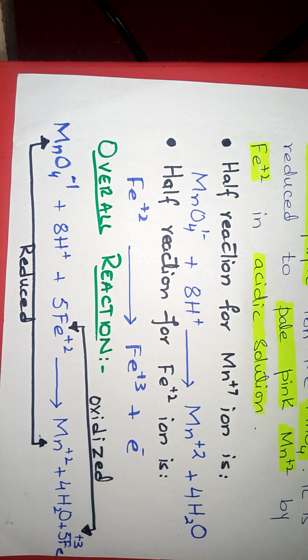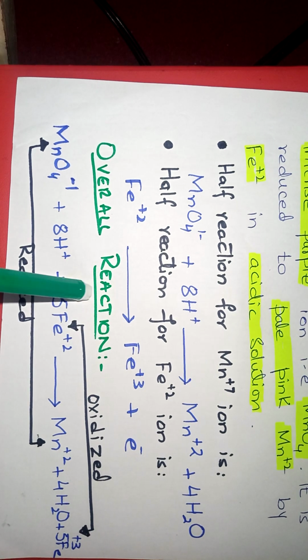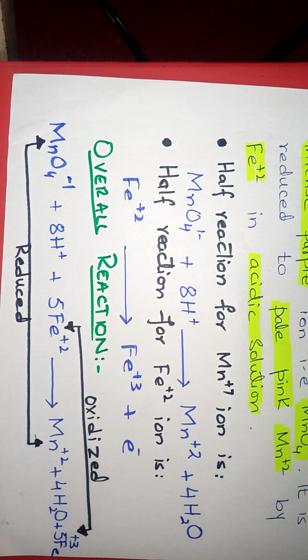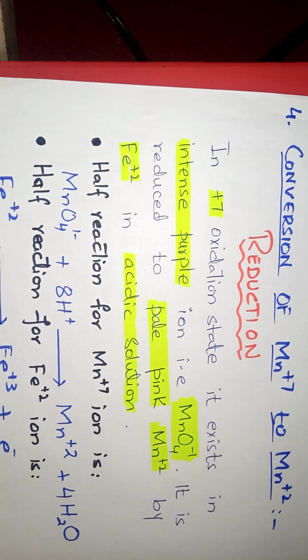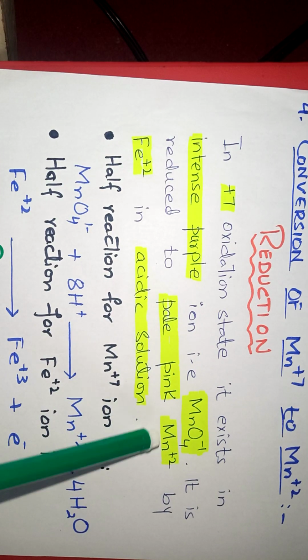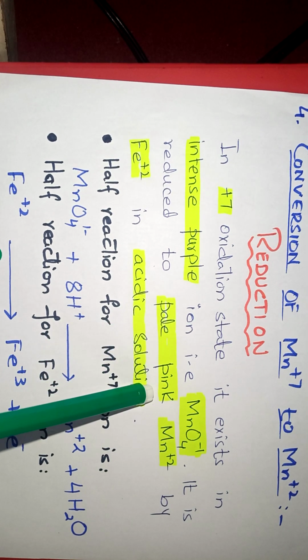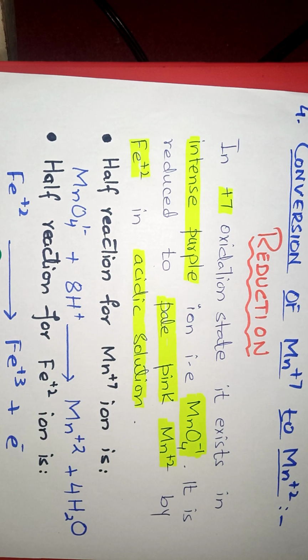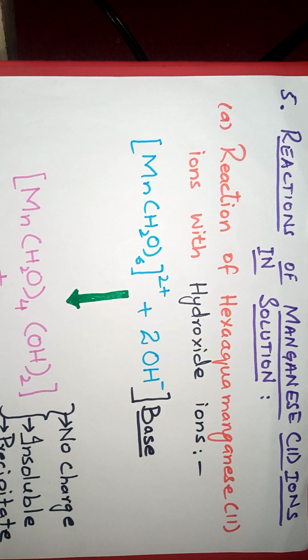Now, the question arises: how can you know that the manganese +7 has actually been reduced? By the color change. You have noticed above that the intense purple color is that of +7 ions of manganese and +2 ions of manganese has pale pink color. So when the color changes from purple to pink, it means that manganese has been reduced from +7 to +2 oxidation state. Let's go ahead.